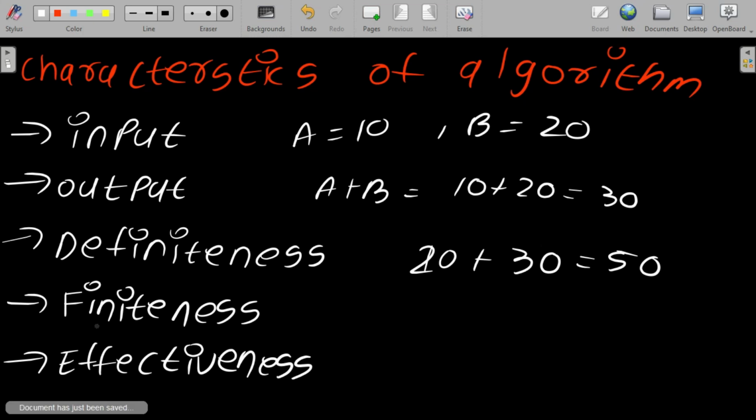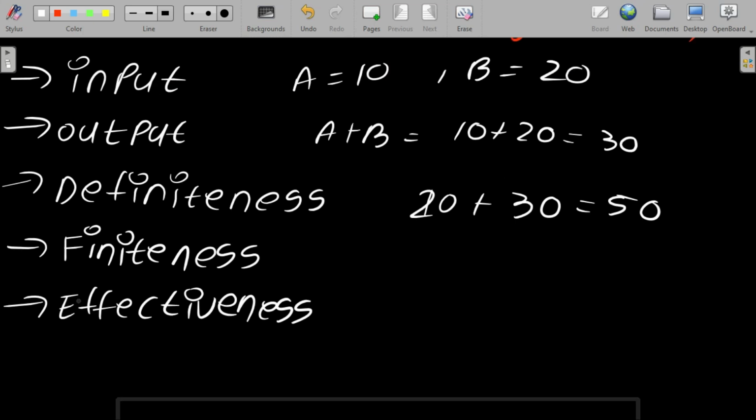So let us see about finiteness. The algorithm must stop after a finite number of steps. It should not run forever. For example, when you count from 1 to 10, you stop after reaching 10. Suppose I told you to count from 1 to infinity, it takes a long time. That process is infinite. So the algorithm should be finite. Now let's see about effectiveness. Every step should be simple and executable. The computer should be able to perform the step easily, not with difficulty.